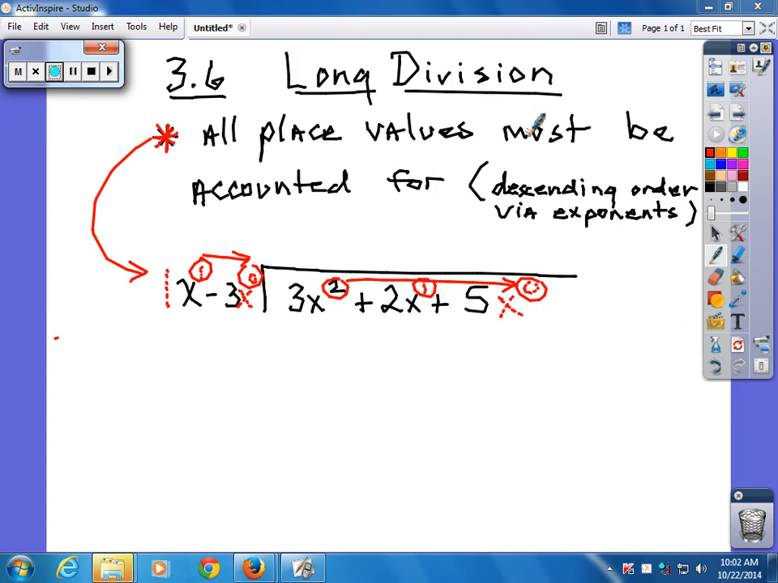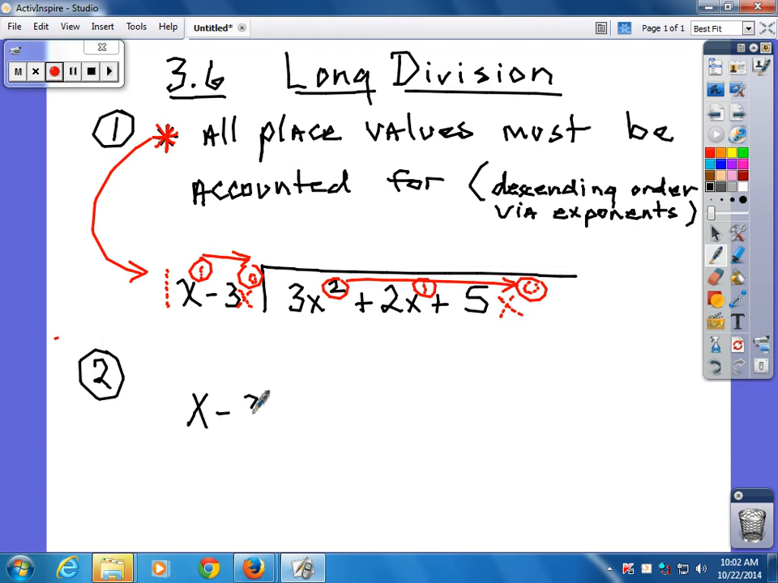Now, you have to worry about how to do long division. Well, I'm going to rewrite this guy down here. Now that we've taken care of this number one step, let's do number two.